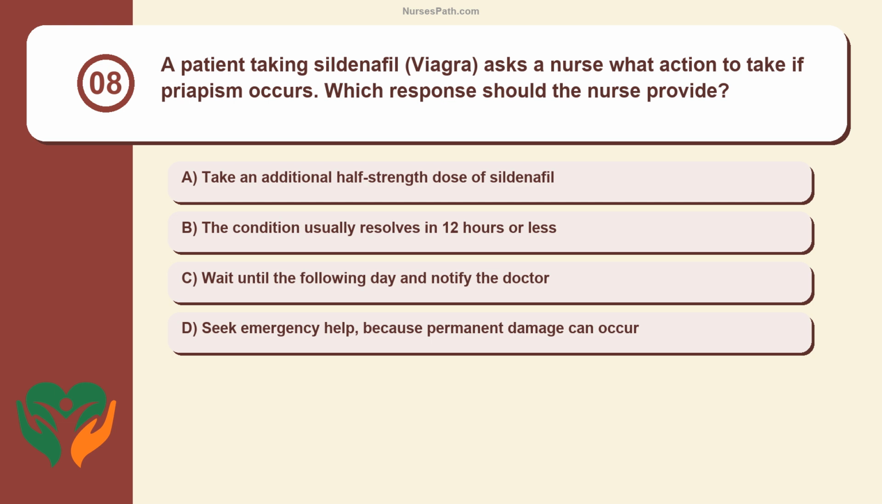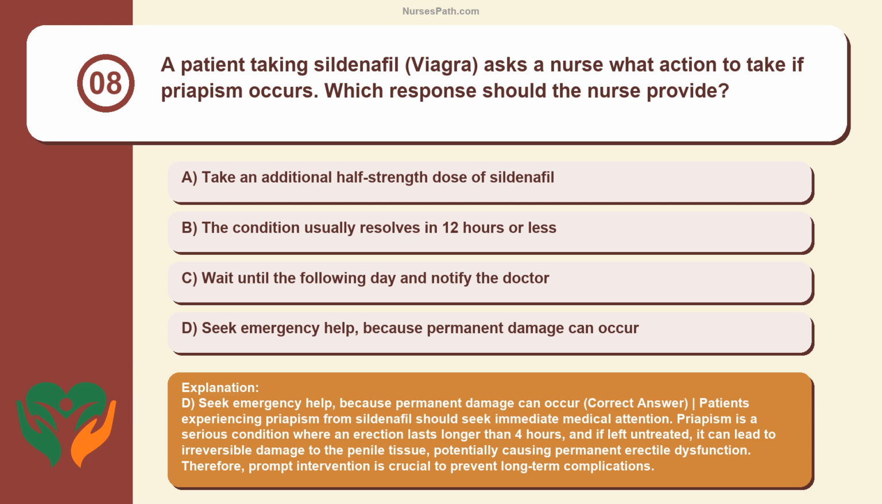Question 8. A patient taking sildenafil, Viagra, asks a nurse what action to take if priapism occurs. Which response should the nurse provide? Take an additional half-strength dose of sildenafil. The condition usually resolves in 12 hours or less. Wait until the following day and notify the doctor. Seek emergency help because permanent damage can occur. D. Seek emergency help because permanent damage can occur.